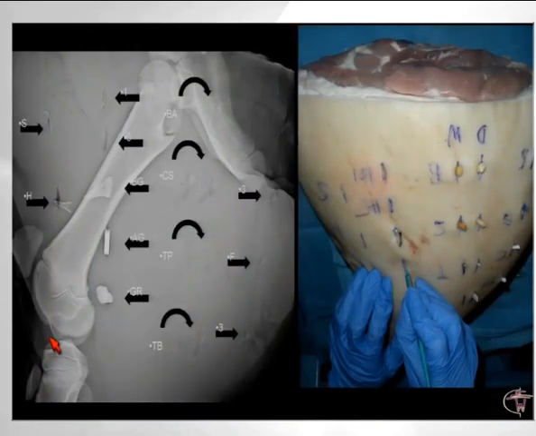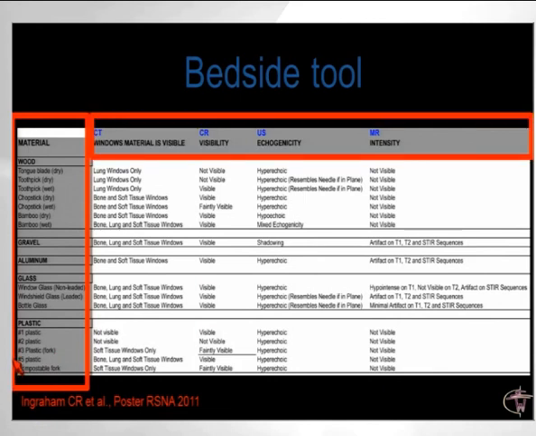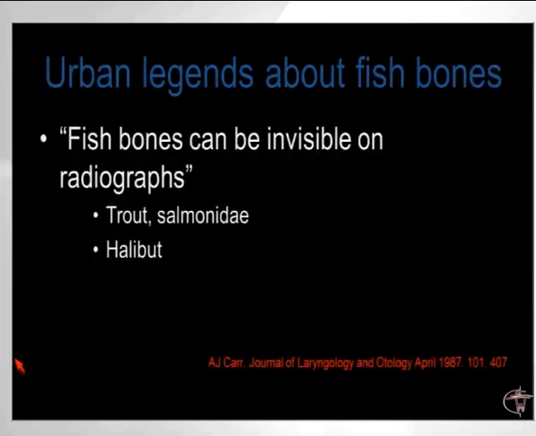We ended up with this pathologic radiological correlation, and we used fish bones, different kinds of plastic, several different kinds of glass, and many different kinds of wood to see what we find. We then tabulated our findings, and we came up with this very helpful bedside tool, which on the one side shows you what foreign bodies we used, and it tells you how visible they are on the different modalities. In the next 25 minutes or so, I'm going to dissect this table with you, illustrating it with clinical cases.